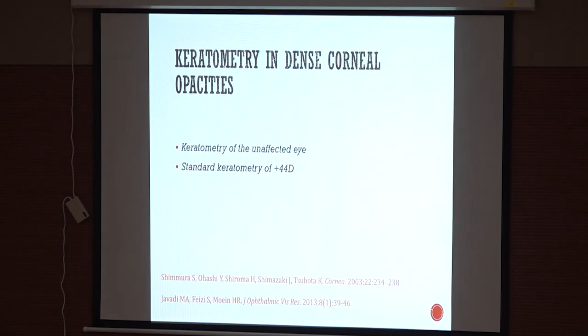Just a brief note that in cases of dense corneal opacity where keratometry reading might be very erroneous, in that case what we can do is that we can take the keratometry reading of the other unaffected eye, or we can take a standard keratometry reading of plus 44 diopter in order to calculate our intraocular lens power, especially done for our triple procedure, that is penetrating keratoplasty with cataract surgery.